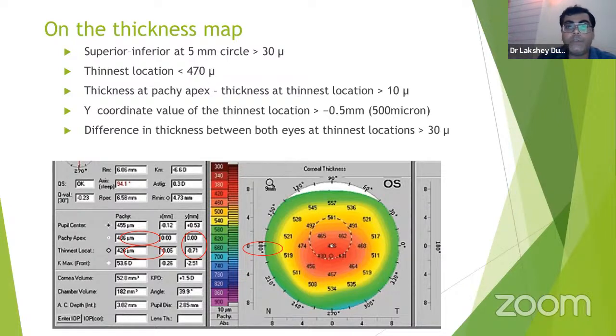Y coordinate of the thinnest location, which is seen in Pentacam. So if the thinnest point is displaced downwards, if the Y coordinate is minus more than 0.5 mm or 500 microns, this is suspicious. Difference in thickness between the two eyes at the thinnest location more than 30 microns is suspicious.